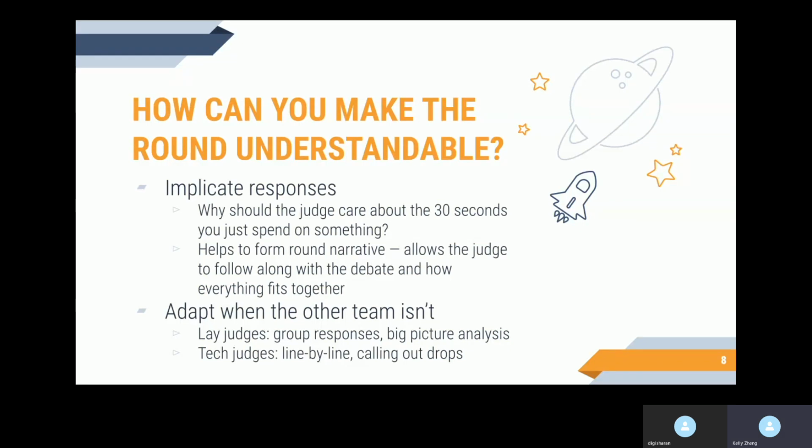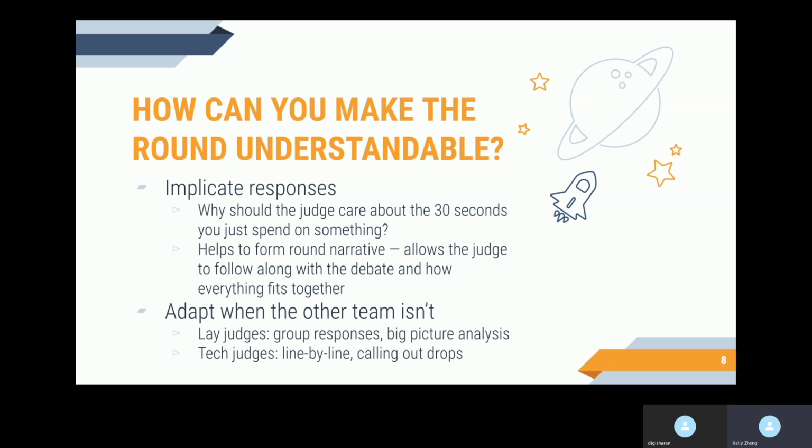So now we're going to talk about how we can make the round understandable. And this is true for all judges. The first one is that you need to be implicating responses. A lot of the time I will hear people just read responses, and they don't explain what these responses mean. They'll just be responses on the flow. This is really important, because you should be telling your judge why you're spending 30 seconds explaining something, because if you don't explain what it means to me, I'm not going to take the time to figure out what it means.